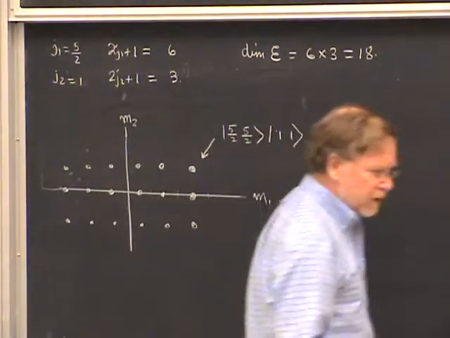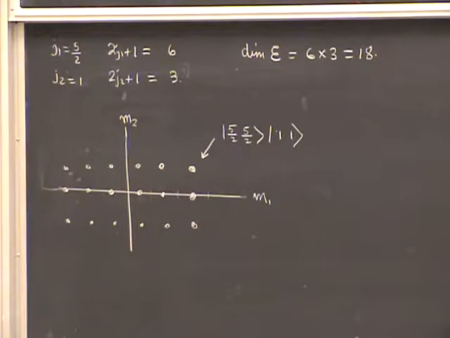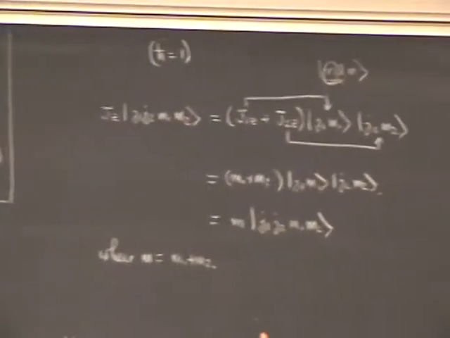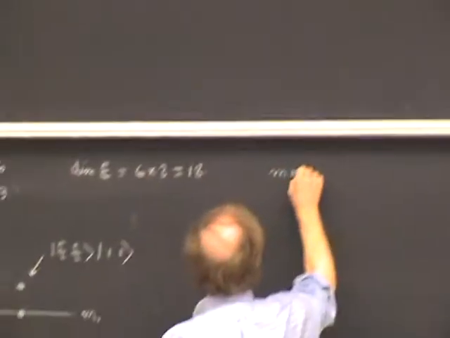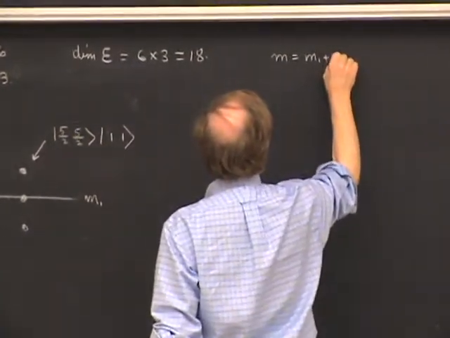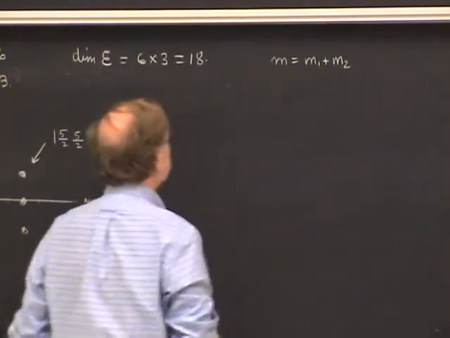Now, each of these spots of the array, as I said, corresponds to a vector of the uncoupled basis. And each of those vectors is an eigenvector of Jz, as you see up here. And the eigenvalue is m1 plus m2, which we're calling just m, no subscript, like this.